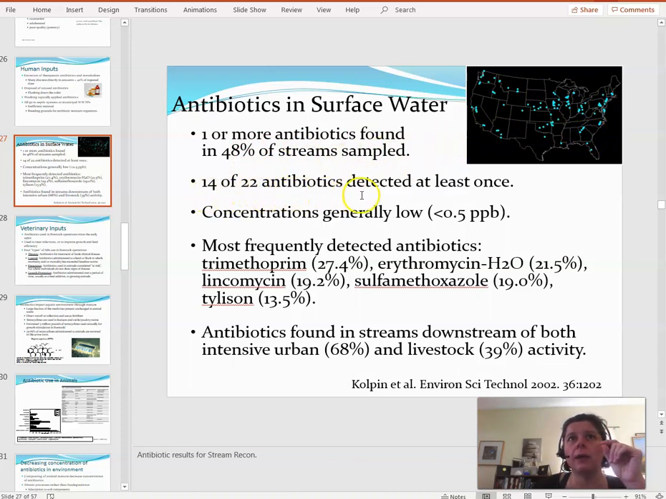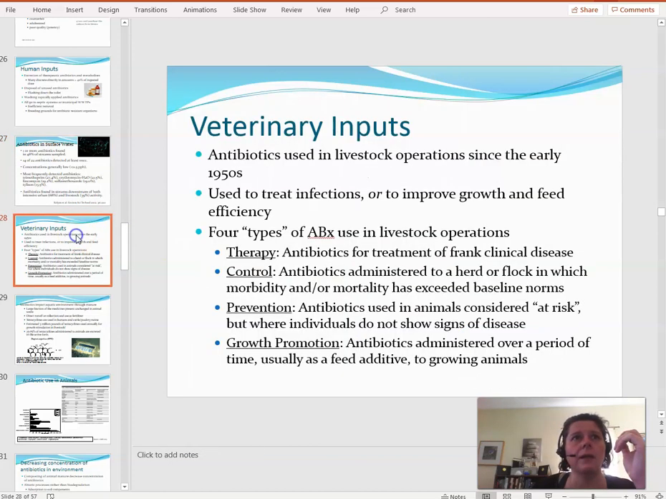14 of 22 antibiotics were detected at least once, so they tested for 22 different antibiotics. They found 14 of them at least once somewhere around the country. Concentrations are very low, so 0.5 ppb. So very, very low concentrations. The most commonly found ones were things like erythromycin, lincomycin. Antibiotics were found in streams downstream of urban areas and livestock activities.